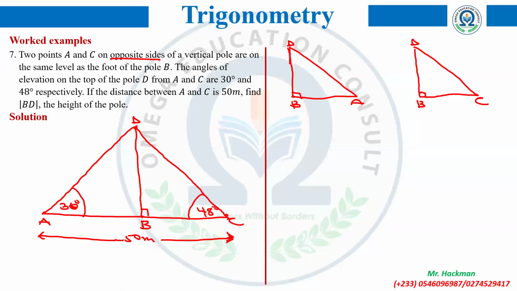Okay, so now let's indicate angles that we know, then sizes that we know. We know the angle at A to be 30, so 30 degrees. Okay, the angle at C to be 48, so 48 degrees. Okay, do we know the length of AB? Hello, do you know the length of AB? It will be 25. No.